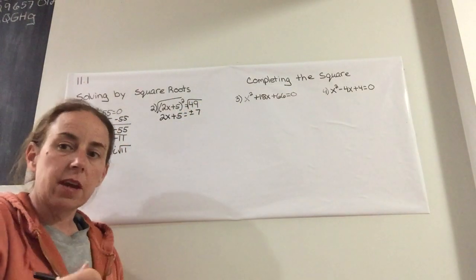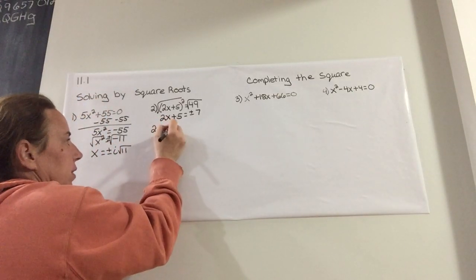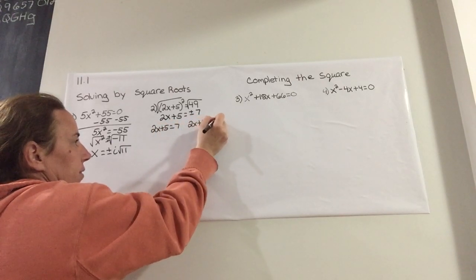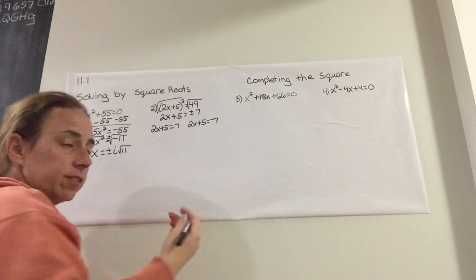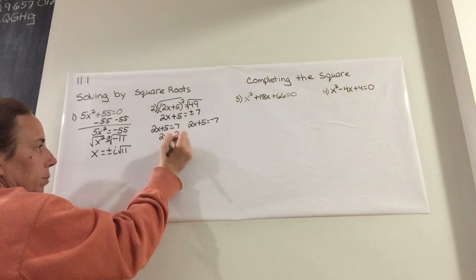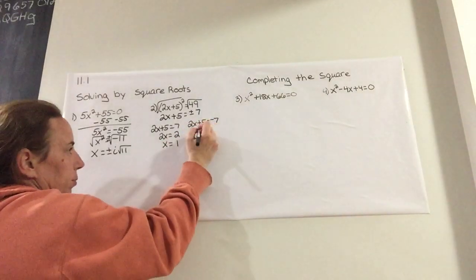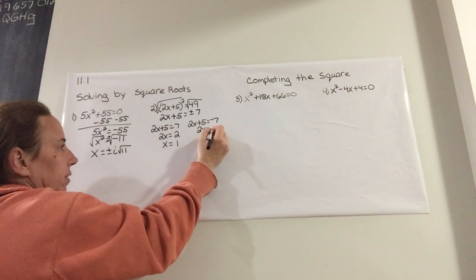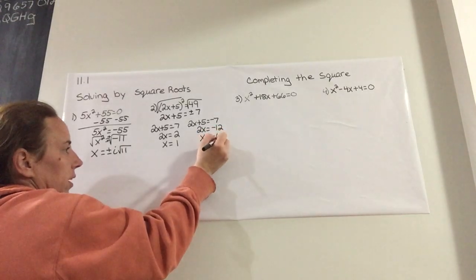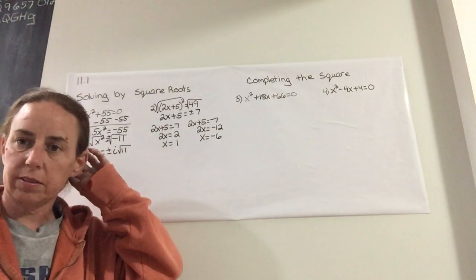Now just like when we did the absolute values, you're going to split it up. So 2x plus 5 equals 7. 2x plus 5 equals negative 7. And then I solve them each separately. So I'm going to get 2x is equal to 2. x is equal to 1. Same thing here. I'm going to subtract 5 from each side. So I get 2x is equal to negative 12. Divide each side by 2, and I get x is equal to negative 6. So my answers for this one are 1 and negative 6. Okay?